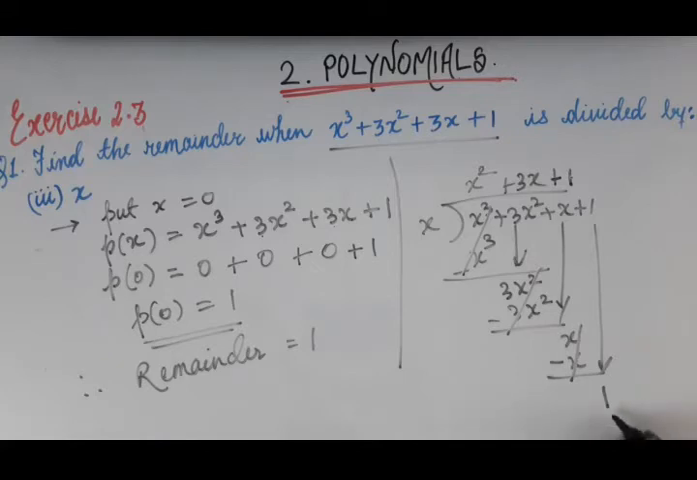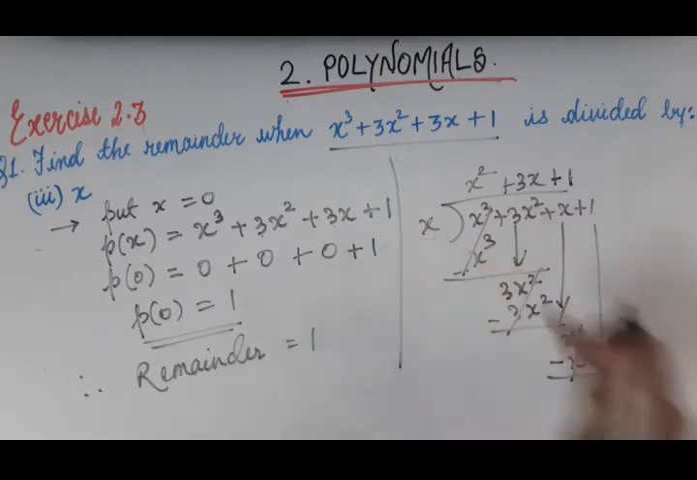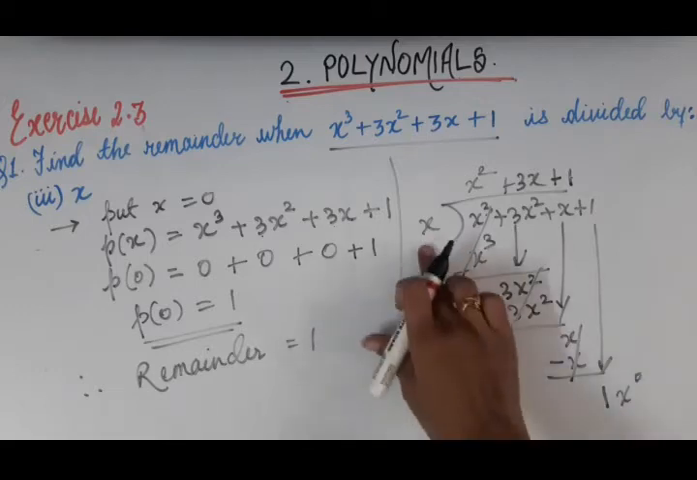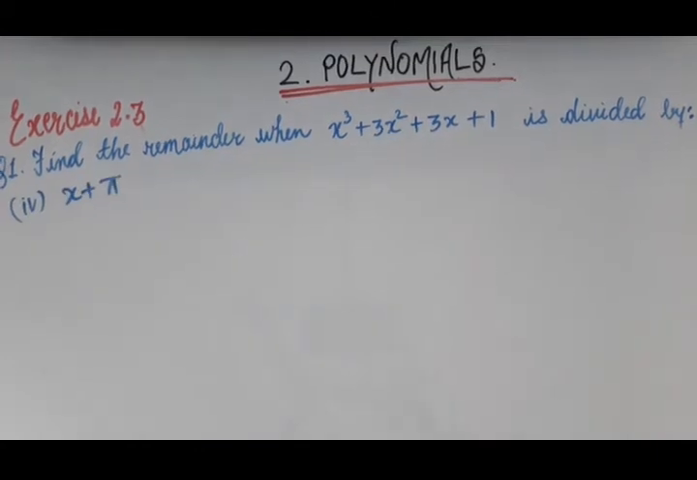Now you can't divide it further, right? Because the degree of your dividend is less than the degree of your divisor now. Your x raised to 0 is there, your x raised to 1. So the degree of divisor is greater than the degree of dividend. So you can't divide further and this will be your last remainder. Okay, here also we got remainder 1. With this method also we got remainder 1.